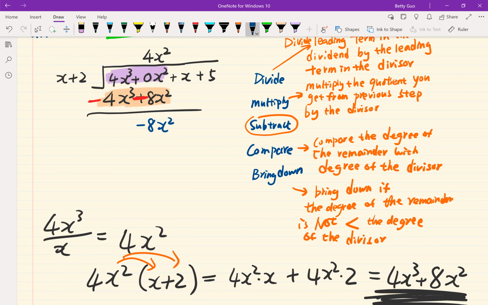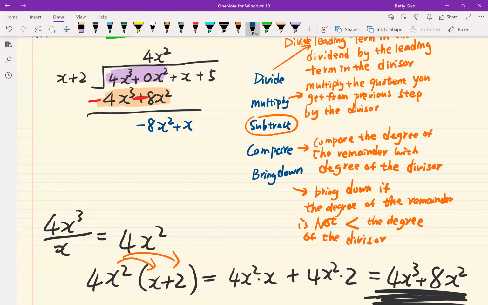We bring down if the degree of the remainder is not strictly less than the degree of the divisor. Bring down what? Bring down the next term in the original dividend, this x here. Is that clear? Bring the x down.